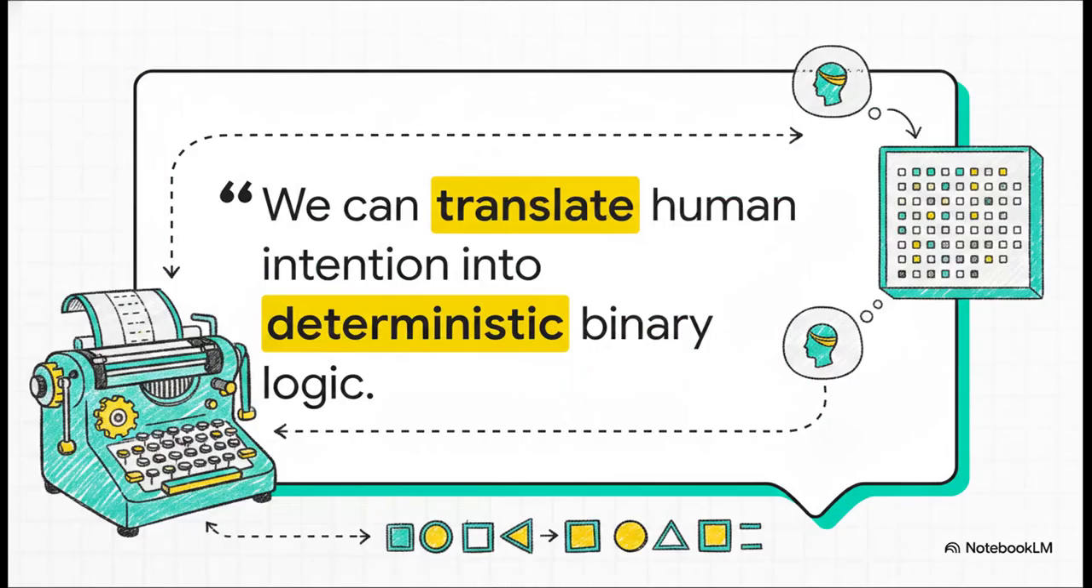As people like the cryptographer and legal scholar Nick Szabo have pointed out, this whole evolution from Baudot to ASCII proves something really profound. Yes, we can translate human intention into deterministic binary logic. That 7-bit grid gave us the ultimate mathematically pure infrastructure for autonomous execution, completely free of ambiguity.